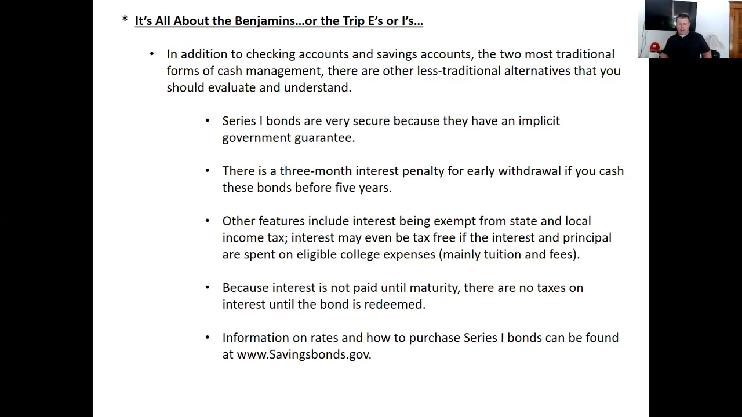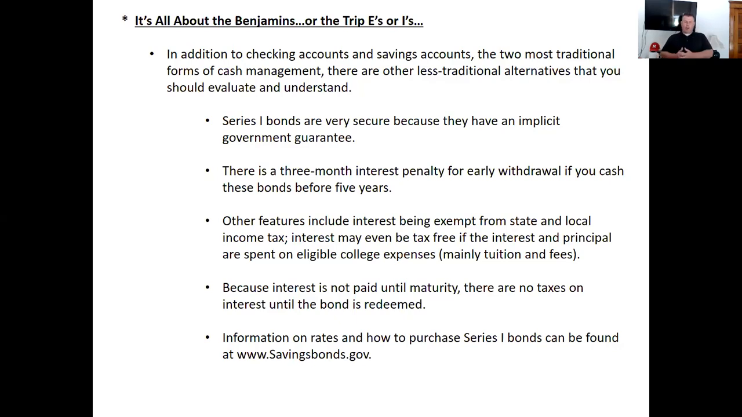The interest may even be tax-free if the interest and principal are spent on eligible college expenses, mainly tuition and fees. Because interest is not paid until maturity, there are no taxes on interest until the bond is redeemed. And information on rates for the Series I bonds can be found at savingsbonds.gov.